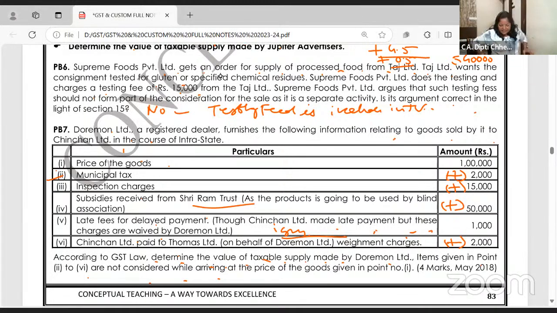I hope you are getting it. Clearly they said that the price does not include this, so add it, and you will get the transaction value. 1 lakh plus 2,000 plus 15 plus 50. Sorry, 1 lakh plus 2,000 plus 15,000 plus 50,000. 1,69,000 is the transaction value. Ma'am, multiply by 18 and divide and all, don't do it. They didn't give the rates. They clearly said this price does not include these items. So what is relevant? Add it.